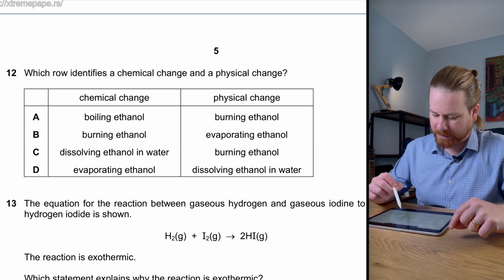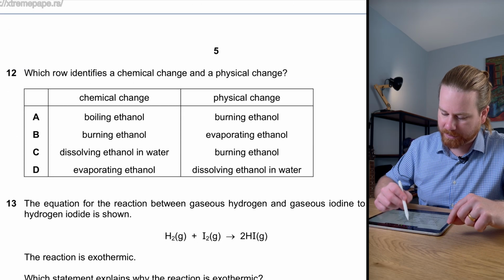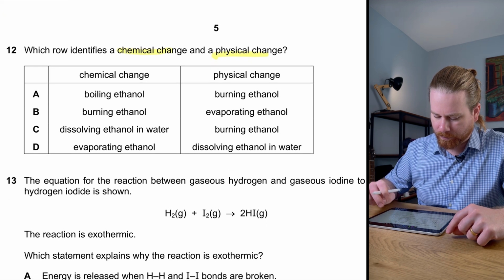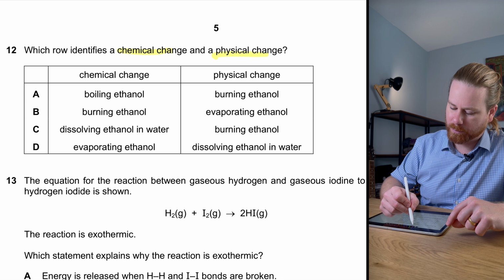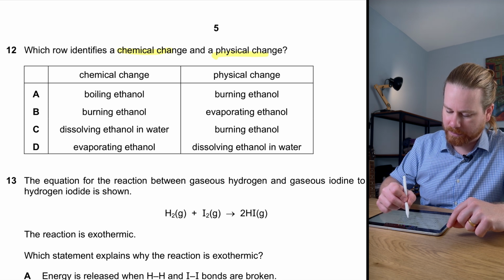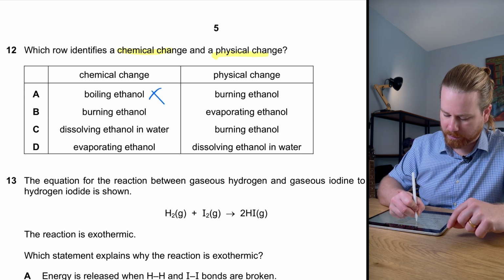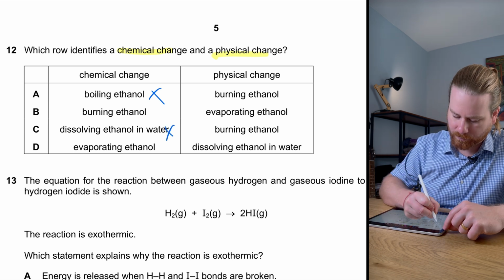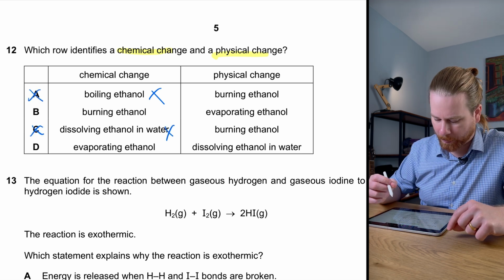Okay, which row identifies the chemical change and a physical change? So chemical change, physical change. Let's start with eliminating some straight away. Boiling is not chemical, dissolving is not chemical. So it can't be these.